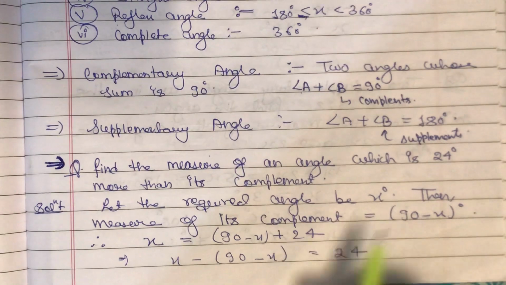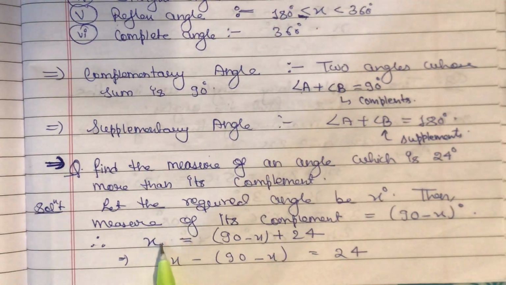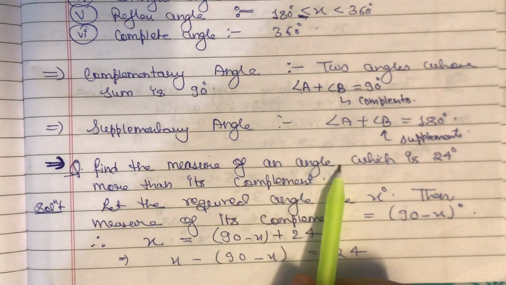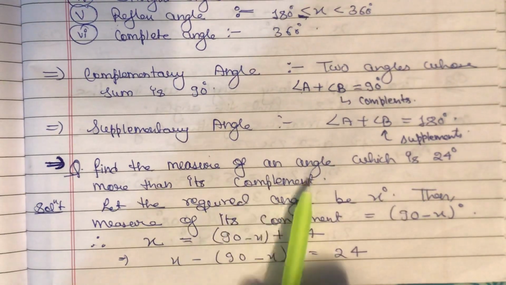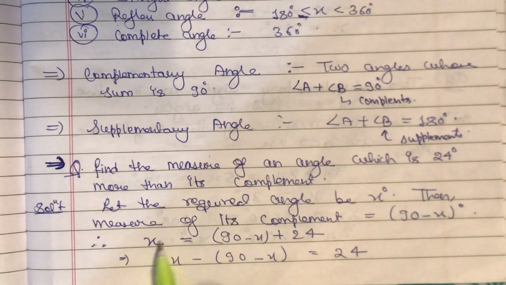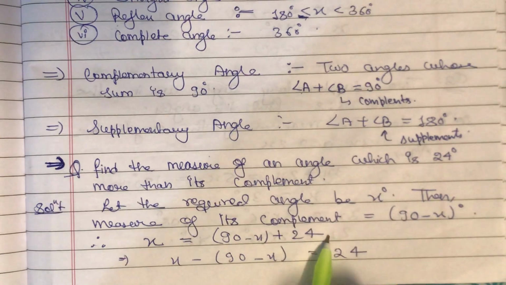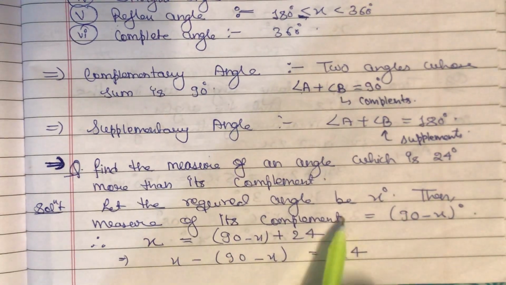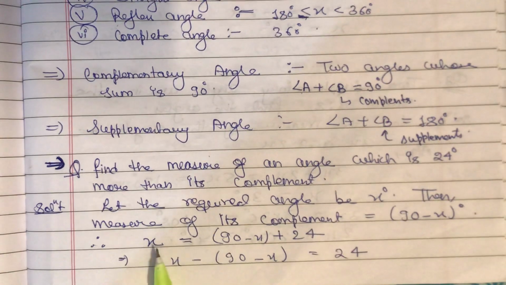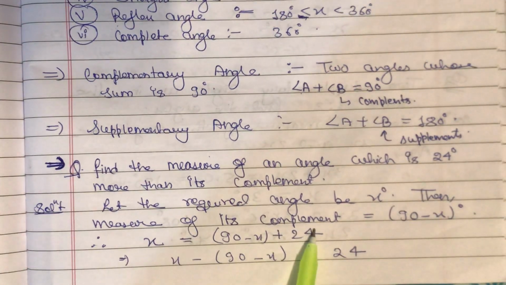Now according to the question, find the measure of an angle which is 24 degree more than its complement. So the angle is x, its complement is 90 minus x. Now this angle is 24 degree more than this. So this is greater, right? So in order to equate it, I'll add 24 to this side. So framing of the equation is important. The angle is 24 degree more than its complement, which means I will add 24 to the RHS.